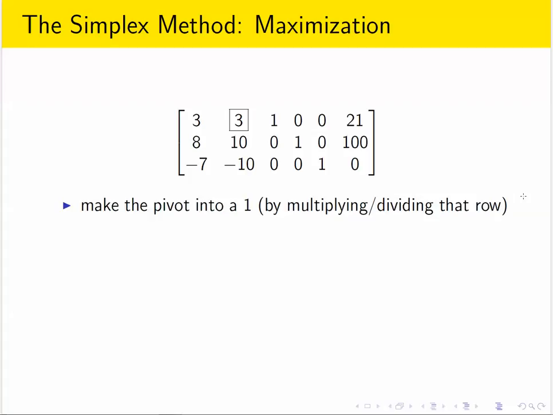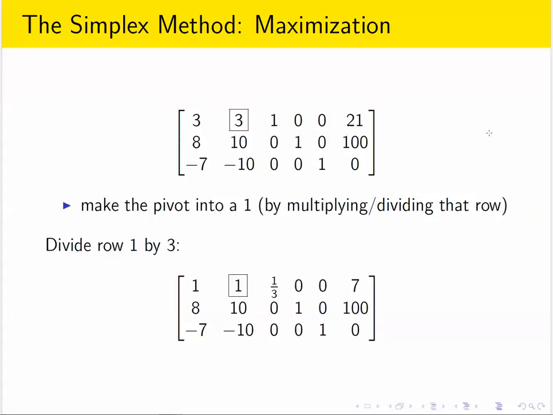Our first step will be to make this pivot into a 1. To change a 3 into a 1, I can divide by 3, and performing that as a row operation, I'm going to divide the entire first row by 3. Doing that produces a new matrix, and I continue to draw a box around the position that contains the pivot.